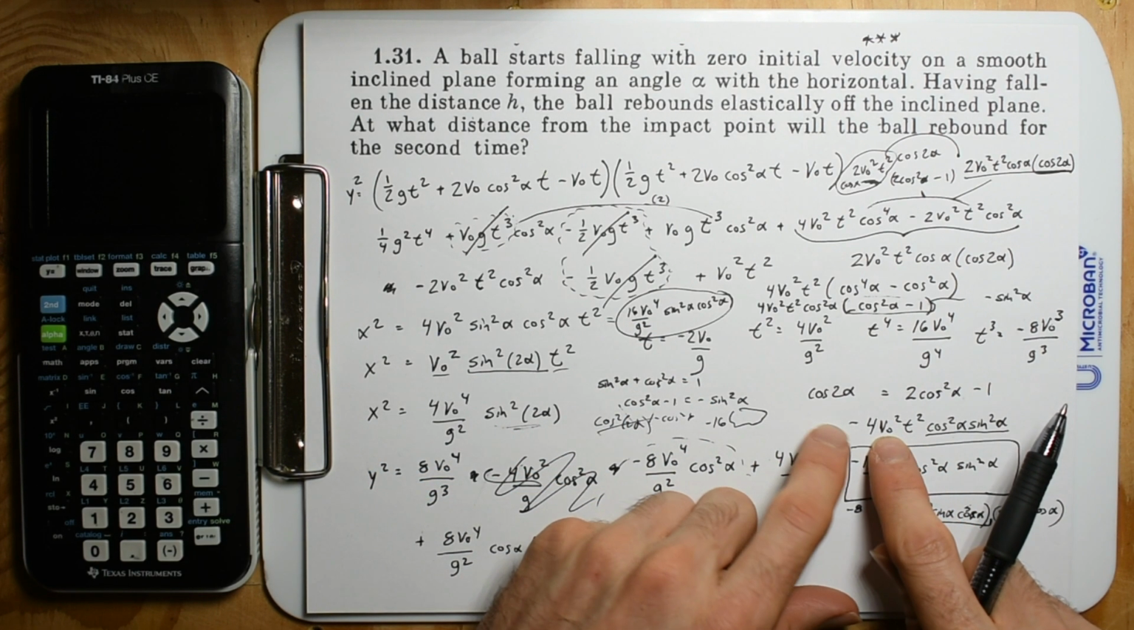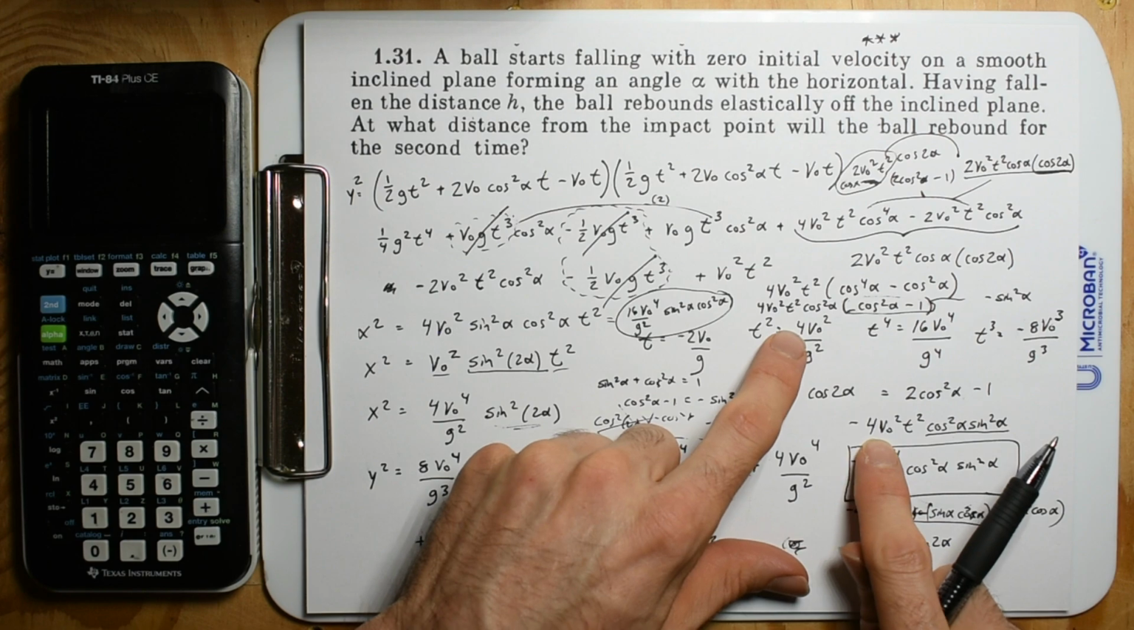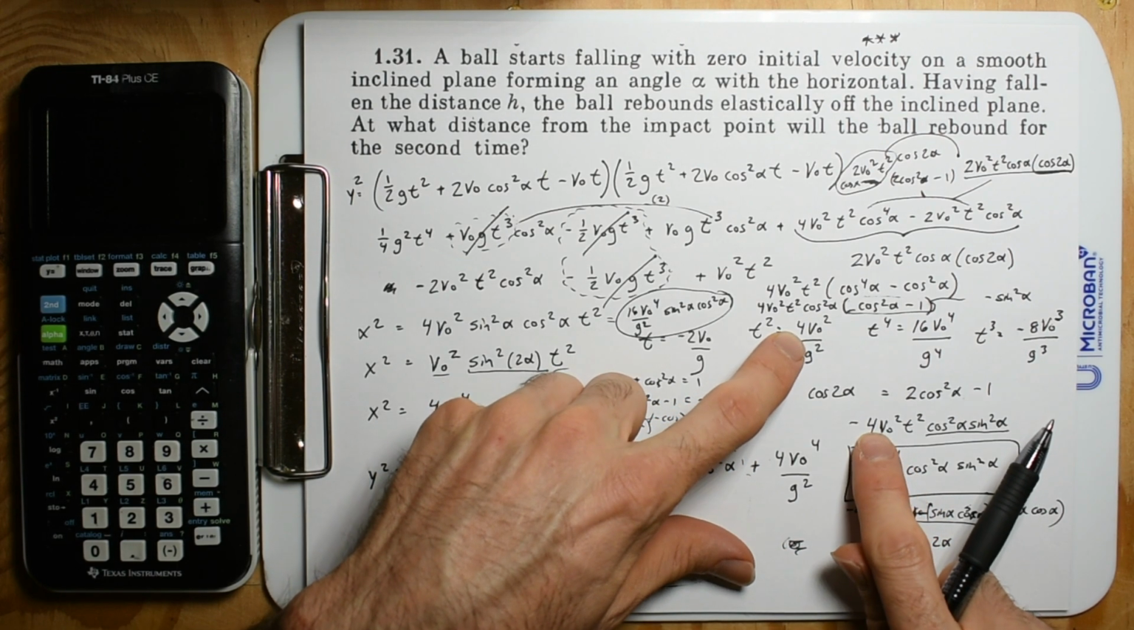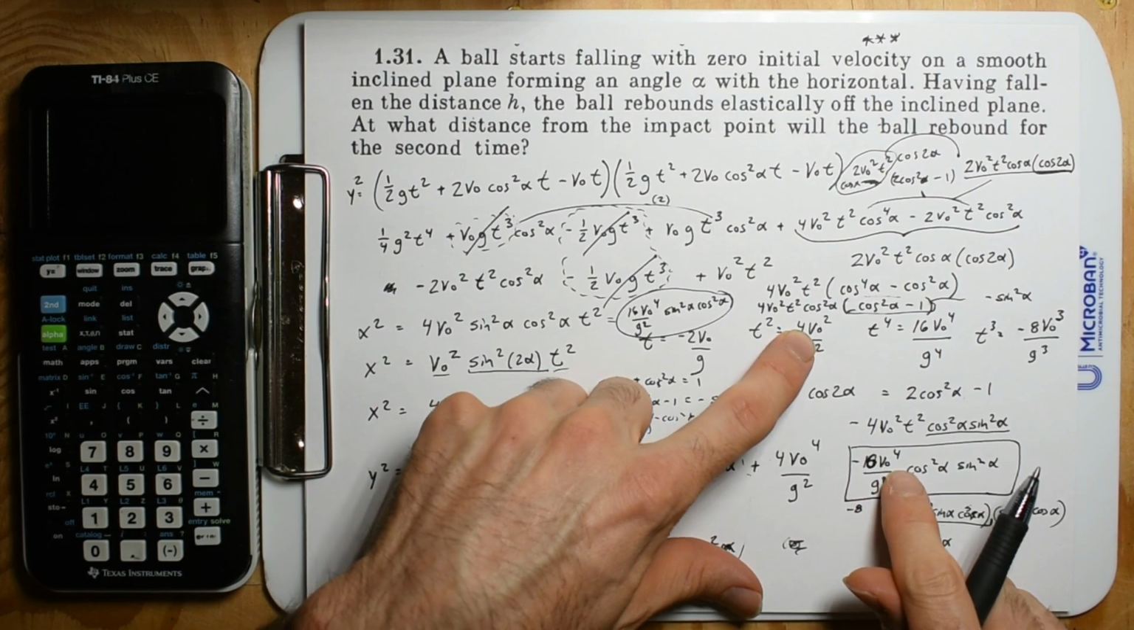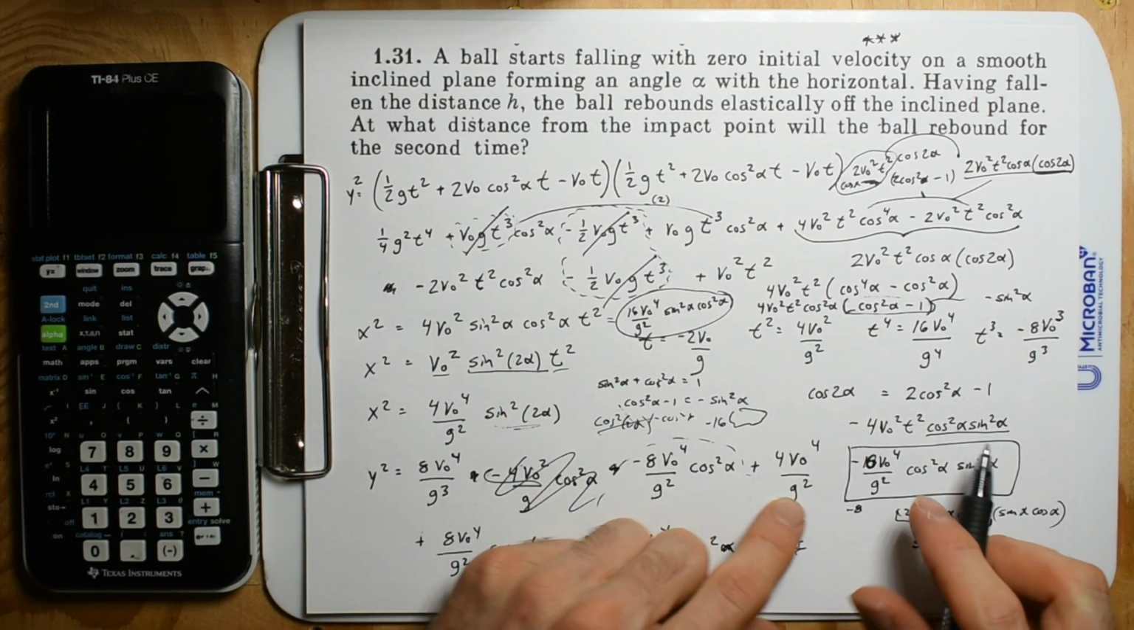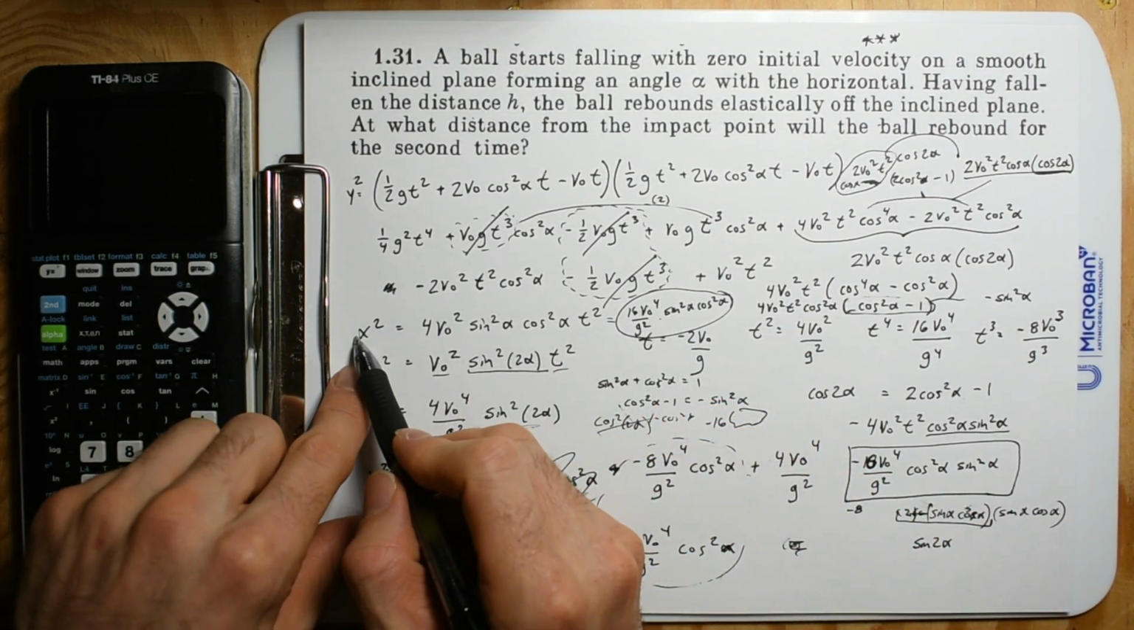So we have t squared is 4 times 4. You probably saw that one. Yeah, so 4 times 4 is negative 16, v naught to the 4th. Finally, it was this, the x squared.